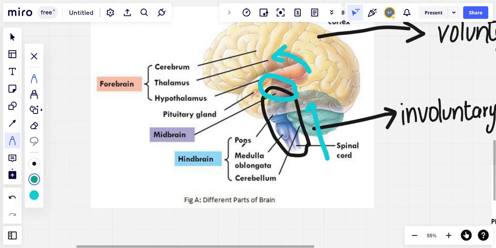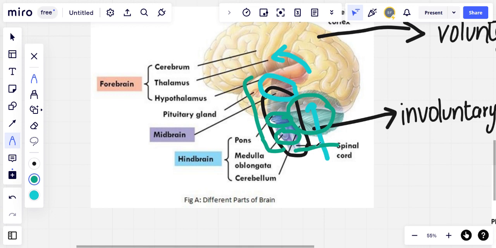Pons is here, and then medulla oblongata is below that, and then below that you have spinal cord, and towards the right you have cerebellum, right? And what is the brainstem? These three things, not the cerebellum. These three: midbrain, pons, and medulla oblongata.